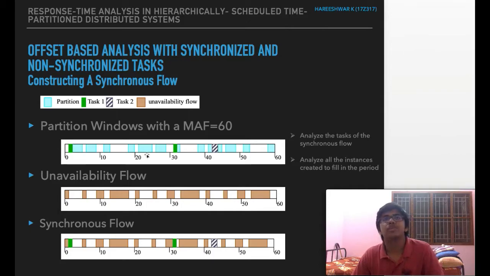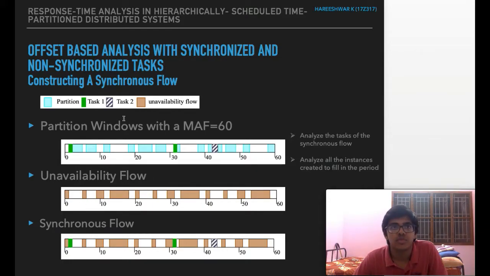Here we have a partition window with a major frame of 60. Since the tasks are synchronized with this, the period of the synchronous flow must also be 60. There are two tasks here, task 1 and task 2. Task 1 has a period of 30 and an offset of 0. Task 2 also has an offset of 0 but a period of 60. Task 1 has a phase of 1 and task 2 has a phase of 42, 2 units from 40. The corresponding unavailability flow is shown here in this image.